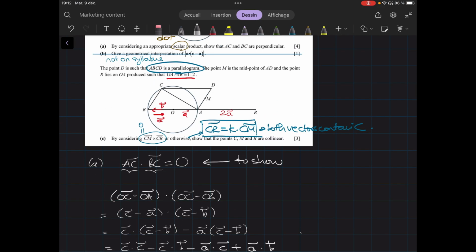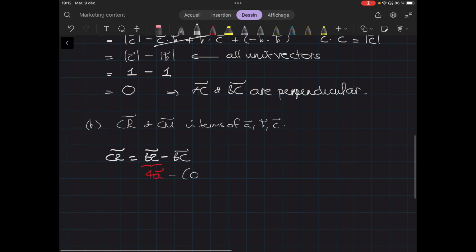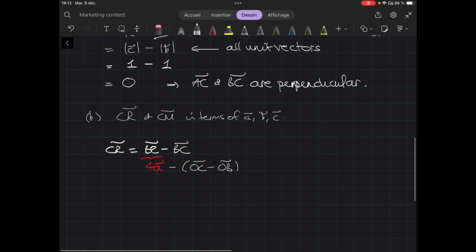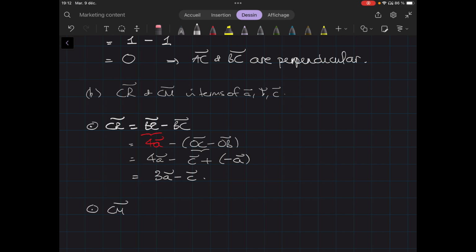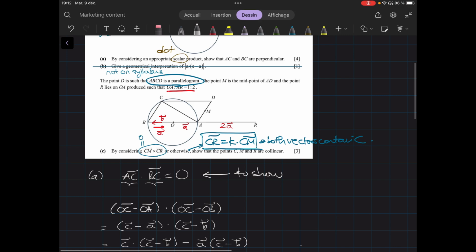BC, that is OC minus OB. OB, that is negative A. And we'll get 3A minus C. Let's now have a look at CM. How can we find CM in terms of A and C?